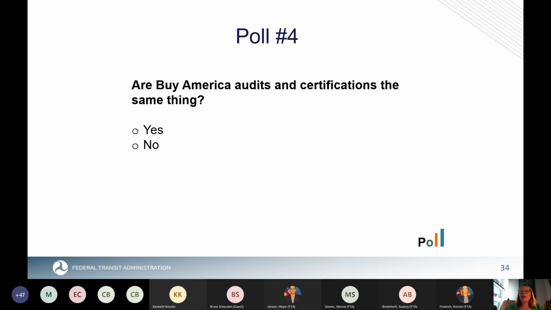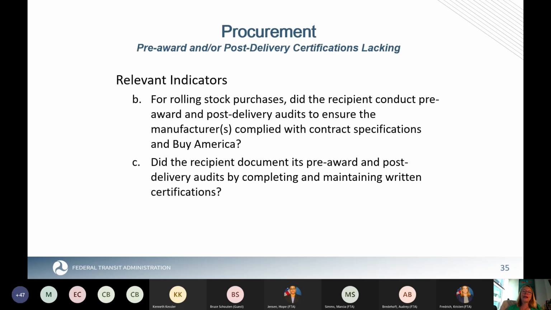All right. So I'm happy that most people know that they are not the same thing, because knowing that will help prevent a lot of deficiencies in this area. But let's look at the indicators of compliance. For these indicators, looking at indicator B and indicator C under this question.